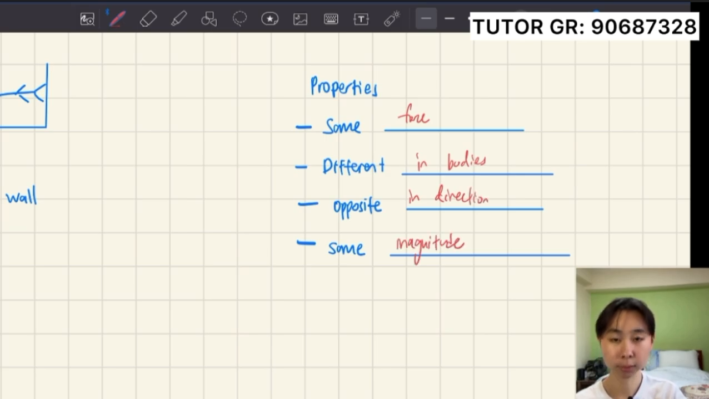Same magnitude means if I exert 10 newtons, then I'll receive back 10 newtons. Opposite direction means I exert forward, then the other will exert towards me, so backwards. Different bodies means I punch the wall, so the wall will punch me back. The two different bodies involved are me as well as the wall. Last one, same type of force. It just means if I exert force A on this wall, the wall will exert the same exact force A on my hand.